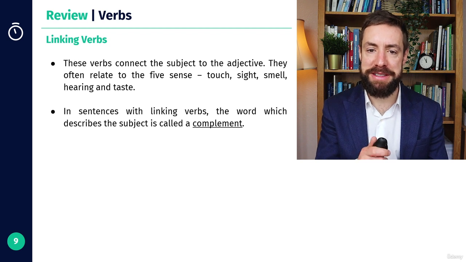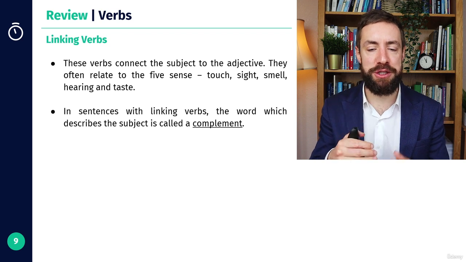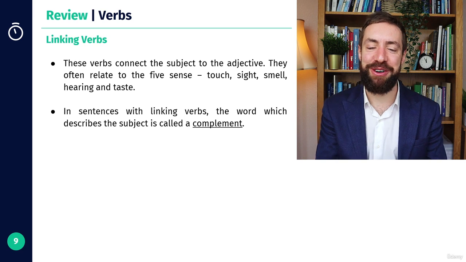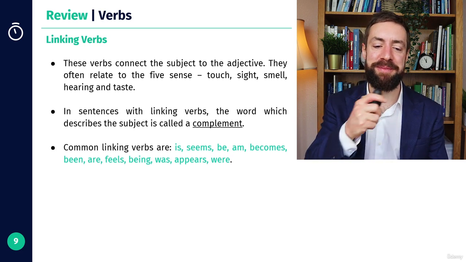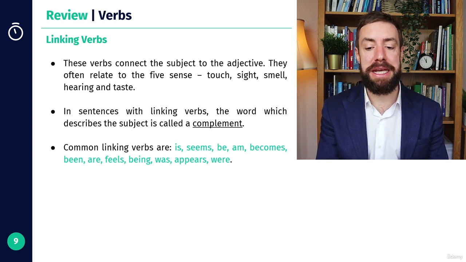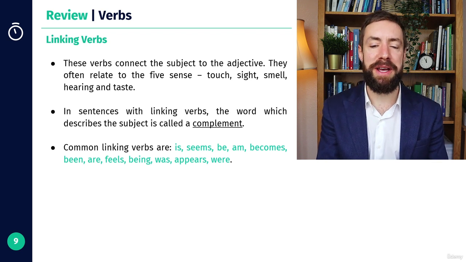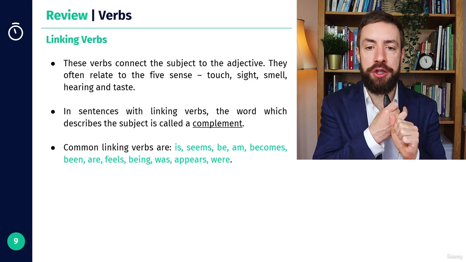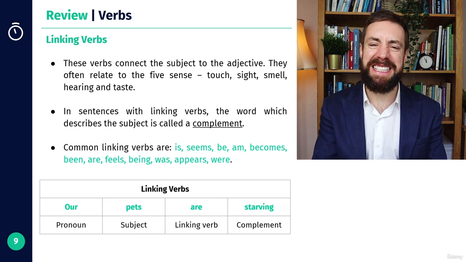It's a complement. Now that's different to a compliment with an I, which is when you say something's very nice. Oh, what a lovely hat. That one is a compliment. We pronounce them the same, but we spell them differently. Some common linking verbs are is or seems, be, am, becomes, been, feels, being, was, appears, or were. And you can see a lot of those are the different forms of to be, but some other verbs as well. So let's see some examples.